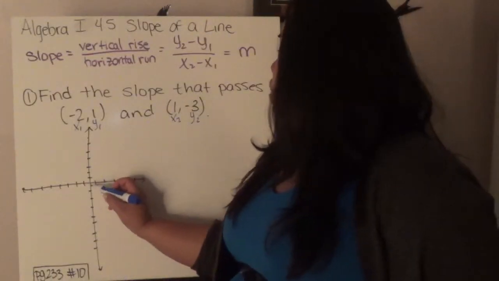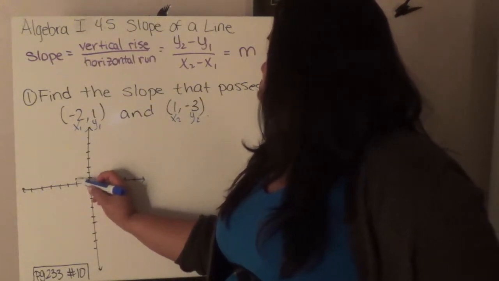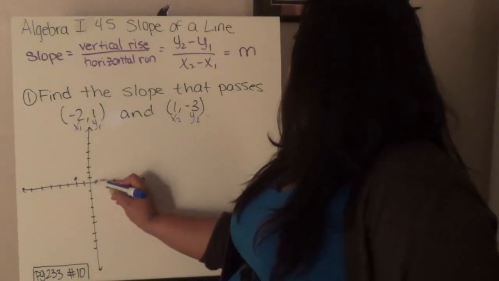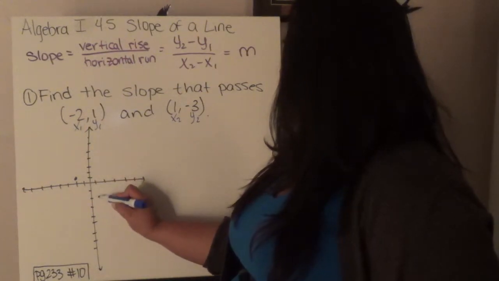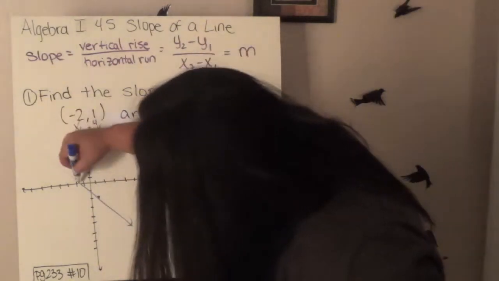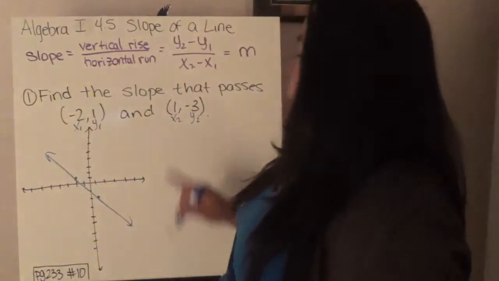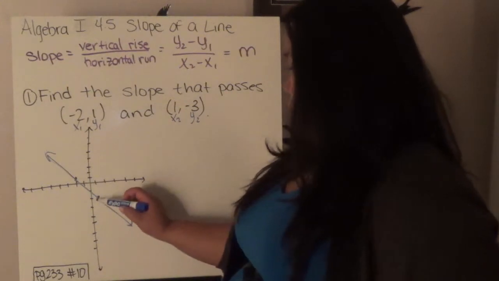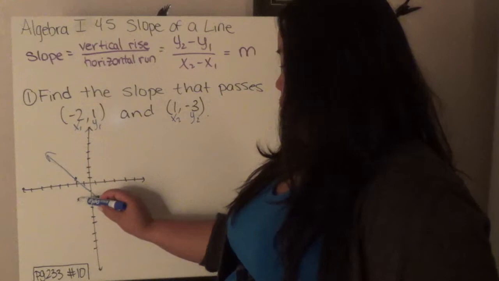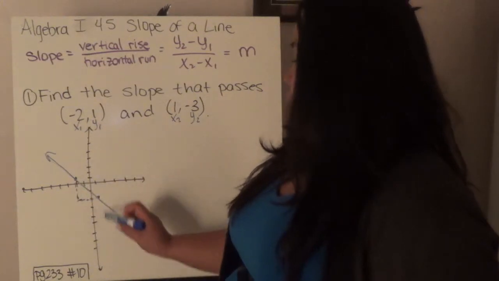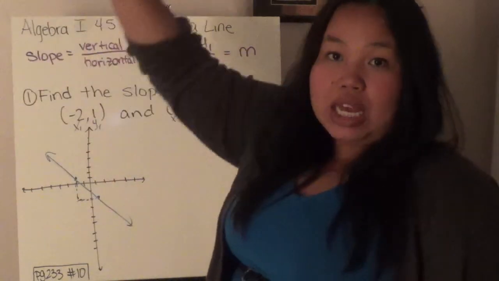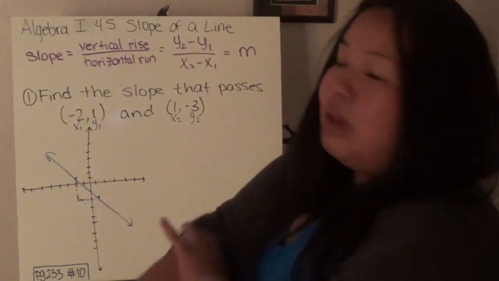So my x1, y1 is -2, 1. My next one is 1, -3. So here's my line. What it's asking me is how far this goes over and how far it goes up. And if I can do it, then I can apply it to the next one and find my next points for each one.